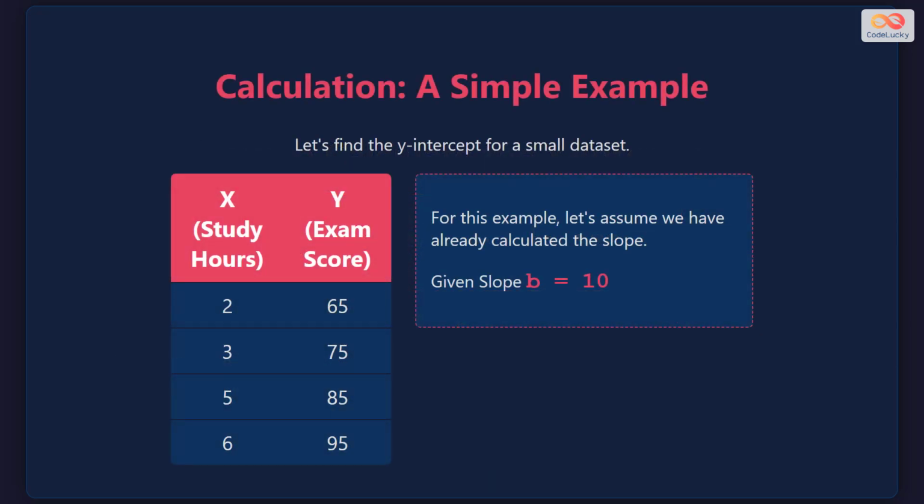Let's walk through an example. Imagine we're looking at the relationship between hours studied and exam scores. We have a small dataset with 4 students. For this demonstration, we will assume that the slope of the line, b, has already been calculated for us and is equal to 10.